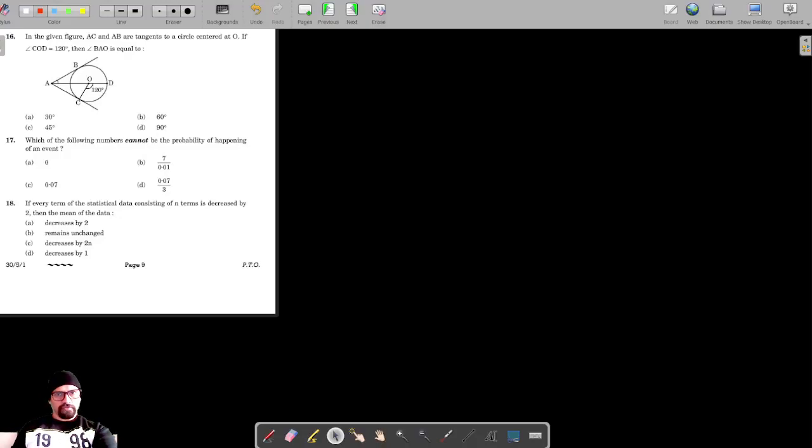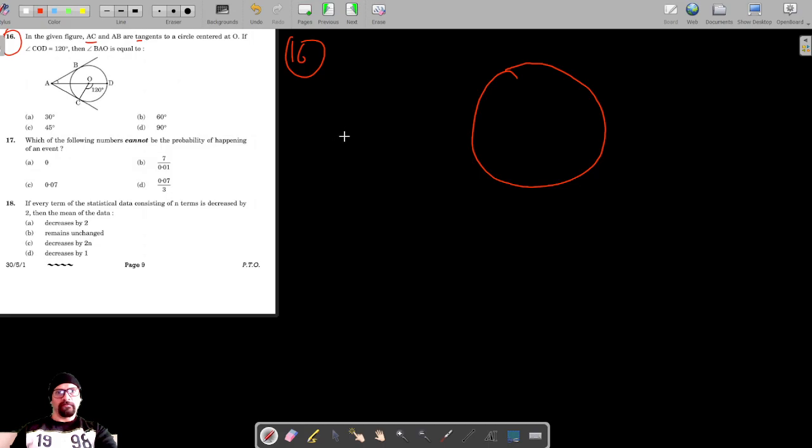Okay, for question number 16, it's given that AC and AB are tangents to a circle. So these are the tangents to a circle. And it's given that angle COD is 120 degrees. We have to find angle BAO. So let's redraw this figure.